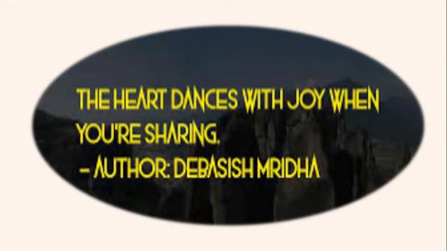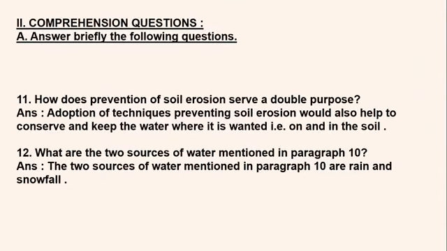So students, moving on to the question answers, we were going through the second main, that is comprehension questions. Answer briefly the following questions, under which 10 questions were already done in my previous video. So let's see the 11th question, and the question is, how does prevention of soil erosion serve a double purpose? Means if you prevent soil erosion, it does double work, two works at a time.